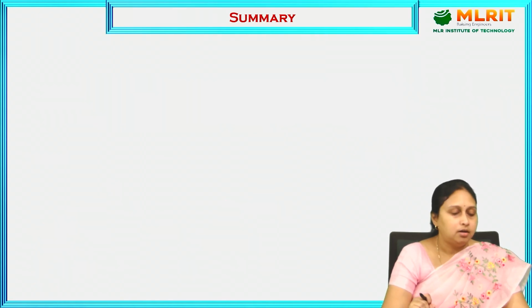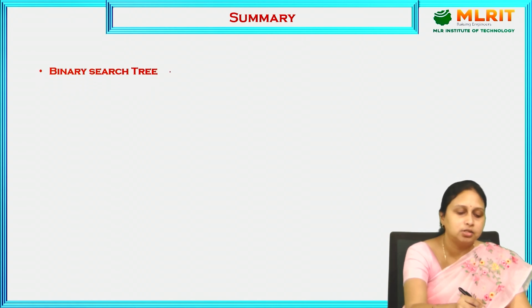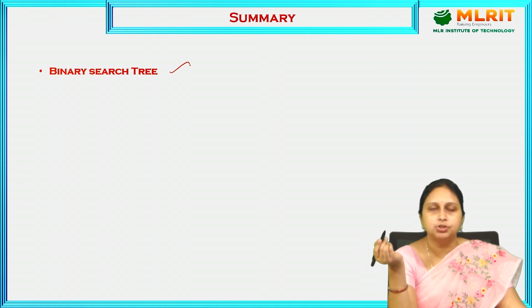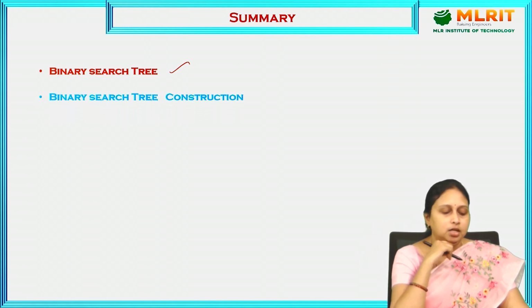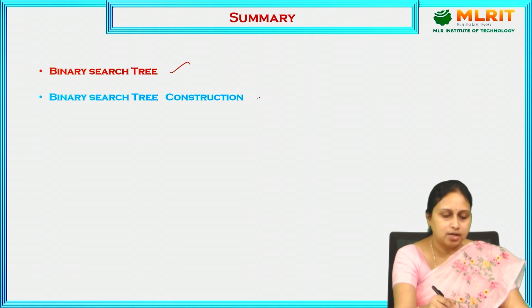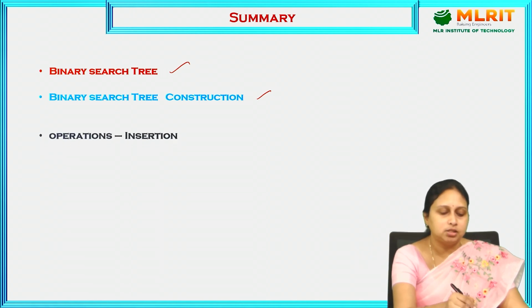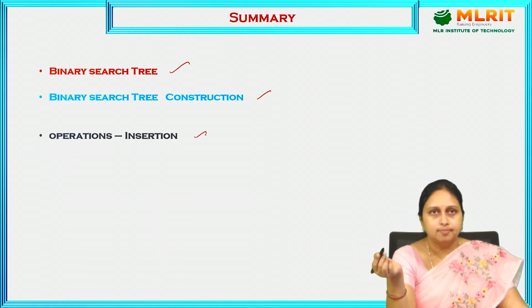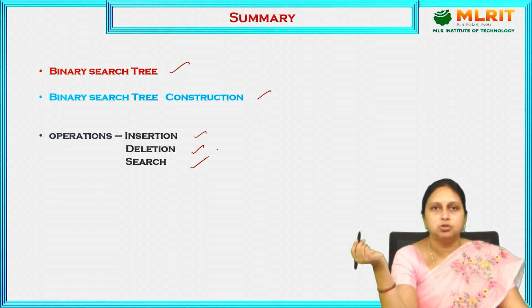Let us see the summary for today's session. We have seen the definition of a binary search tree and the difference between a binary tree and a binary search tree. Then we saw binary search tree construction, how to construct a binary search tree if some elements are given. And we have seen the insertion operation, then the deletion operation, the methods to delete an element from a binary search tree. And we have come across searching also, right?